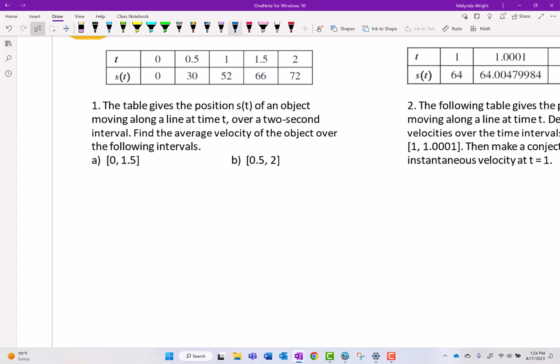So what they want us to do, let's just read through our instructions. Words are important in calculus. Yeah, words are very important. So this table gives us the position of an object moving along a line at time t over a 2-second interval. Okay. Find the average velocity.